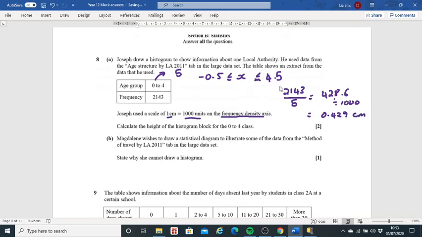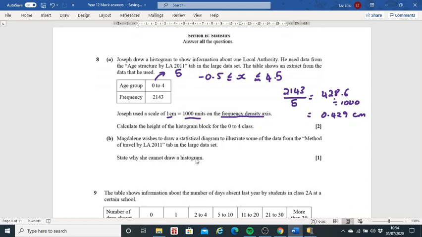Okay, so most of you that got it wrong, it was all about this class width. The class width is actually 5. So unless it's given to you like this, you've got to add 1 to your class width because of upper bound and lower bound. Right, Magdalene, which draw a statistical diagram for the method of travel.